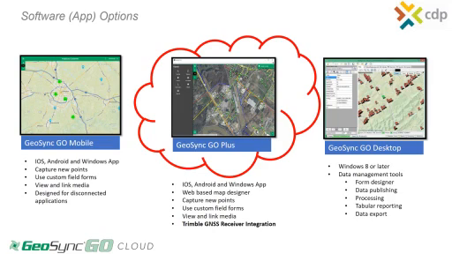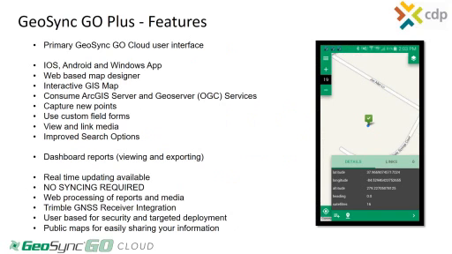The other tool is GeoSync GO Mobile. It's primarily for disconnected use and does not work directly with the GNSS receivers. And there is GeoSync GO Desktop, which is really for your form design and data dictionaries, and it's the place you can go to export your data. But we're going to focus on GeoSync GO Plus and how it works with the GNSS receiver.